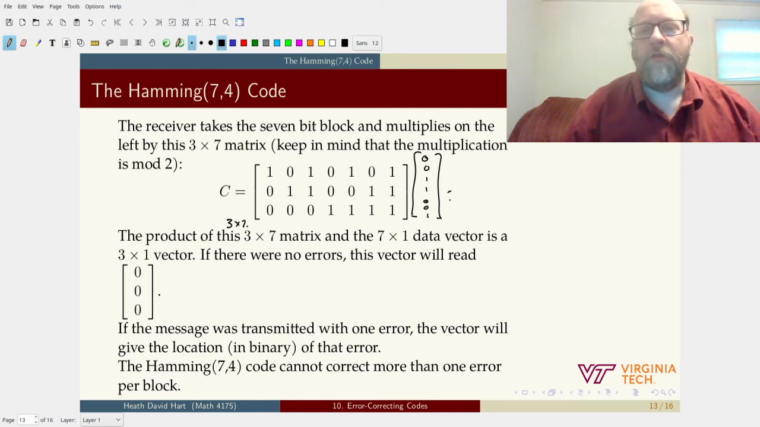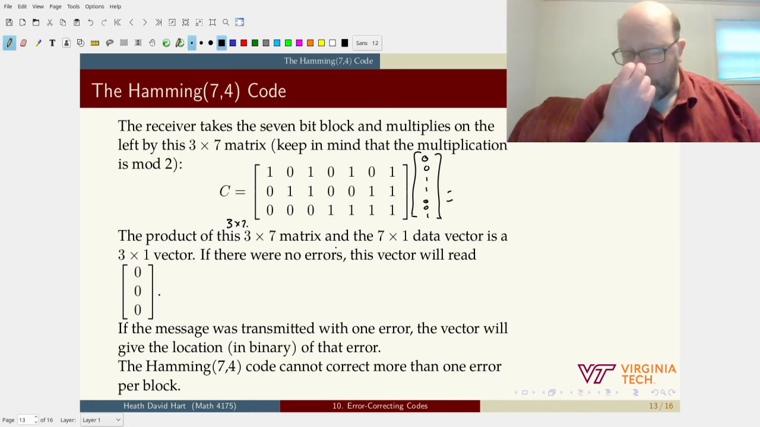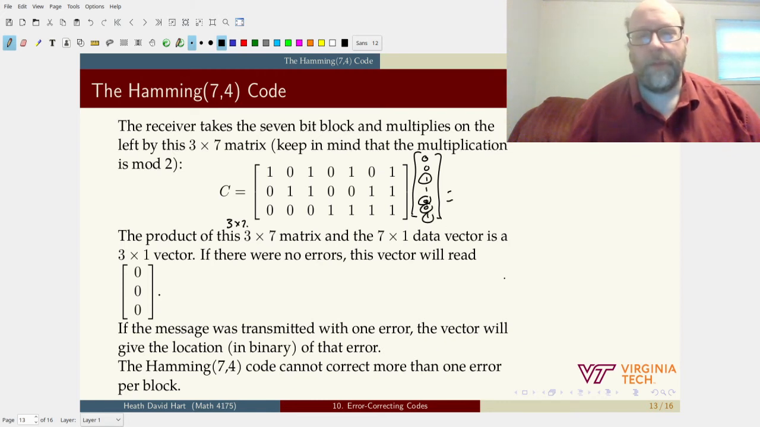And if we receive everything correctly, we're going to get all zeros. No error, no error, no error. If we get all zeros, then we know that the message was received correctly, and the message itself will be in these 4 message positions. Okay? On the other hand, if there was an error, the vector will give the location of that error in binary.